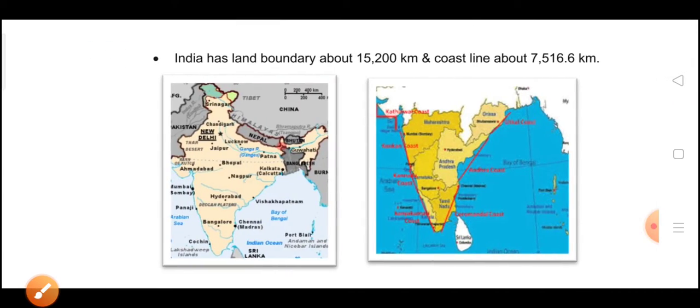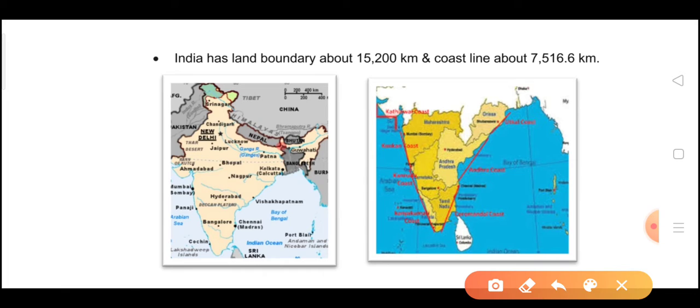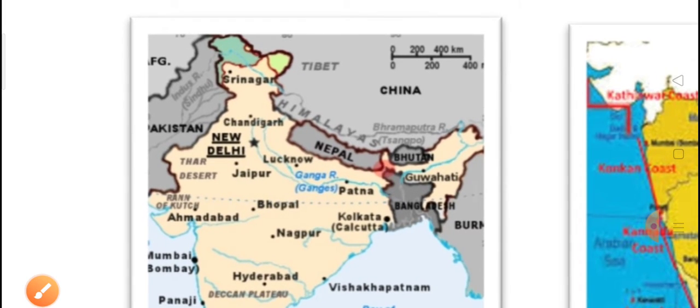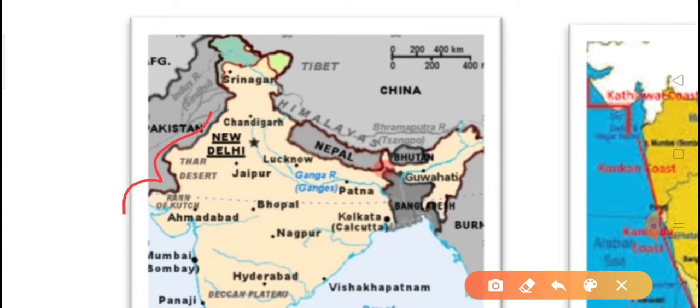So, next is India's land boundary and its coastline. India's land boundary is about 15,200 kilometers and its coastline is about 7,516.6 kilometers. So, now let's observe them on the map. So it is the land boundary of India and it starts from the upper part of Gujarat and it is about 15,200 kilometers. So this is the land boundary of India.